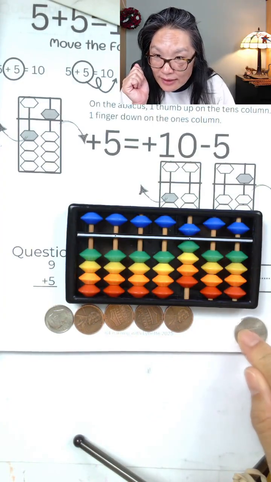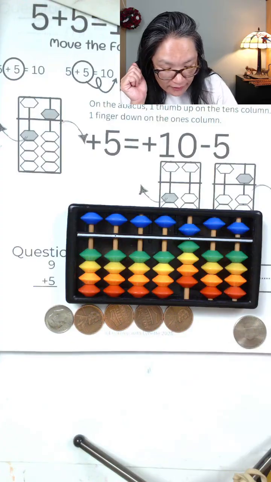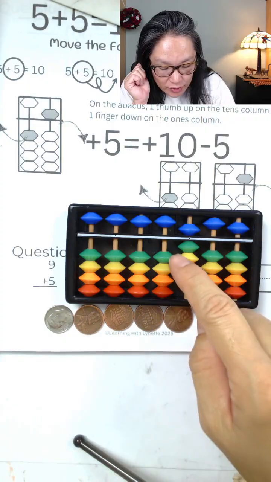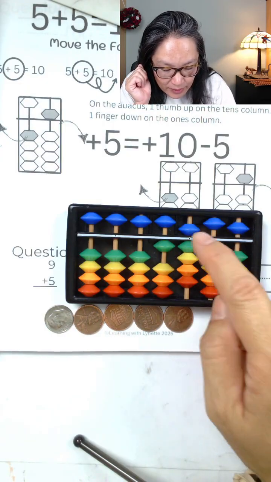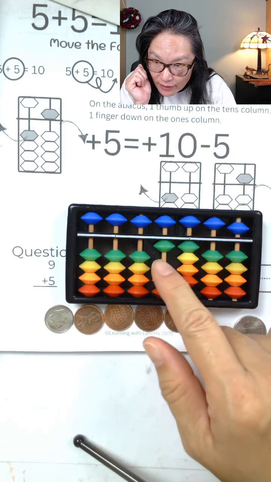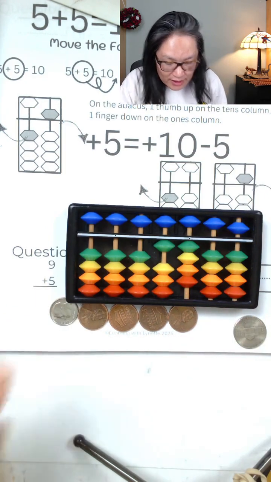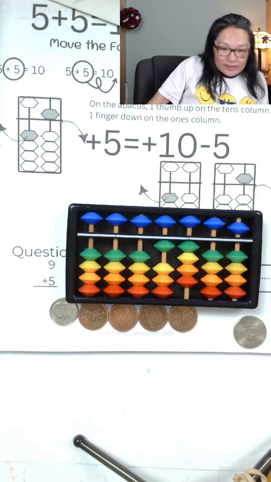I need change back. So now I have this concept, but it looks very familiar, doesn't it? We've done this before. All I've got to do is add my 10, but take away the 5. And now my final answer is 14. So the answer to this question is 14. Did that make sense?